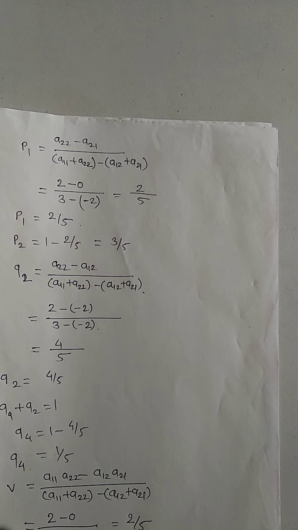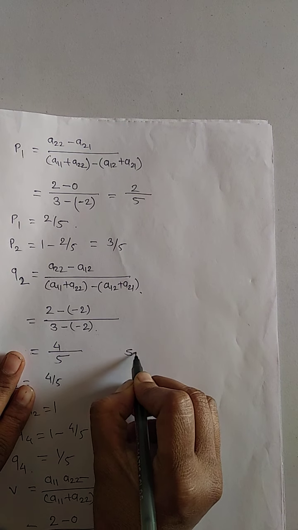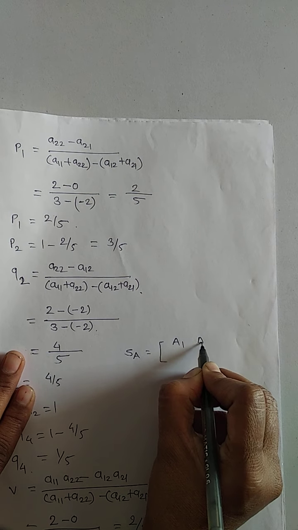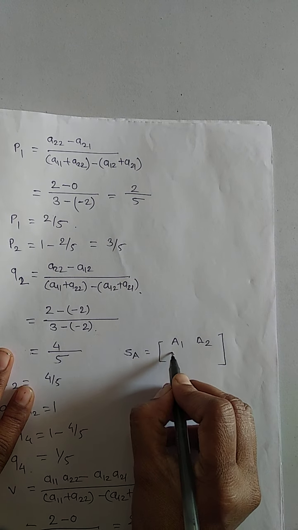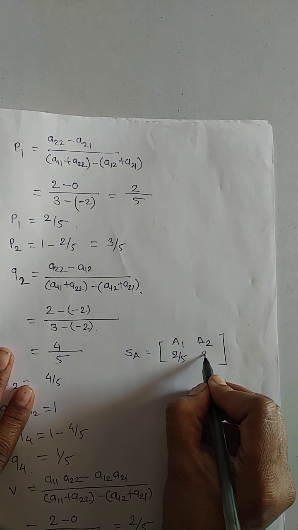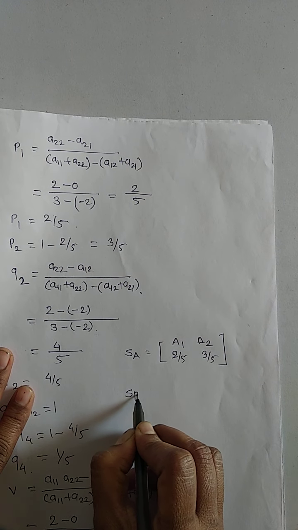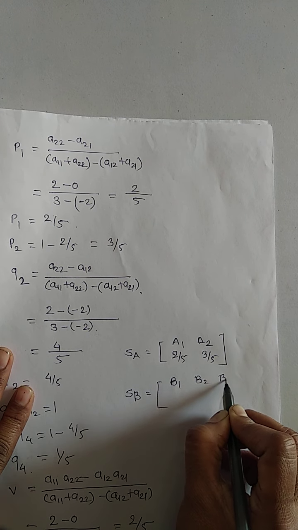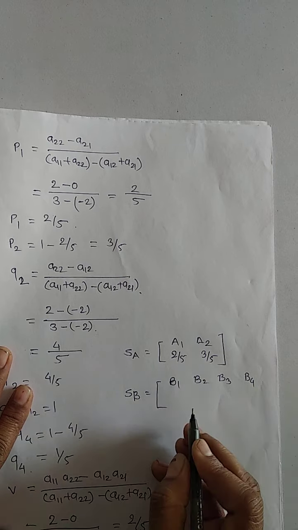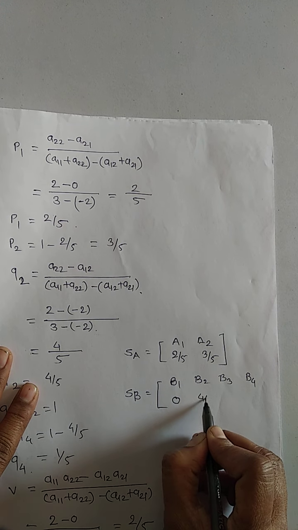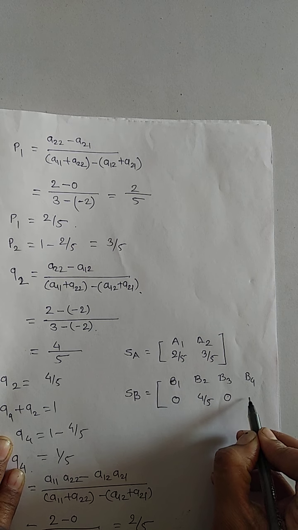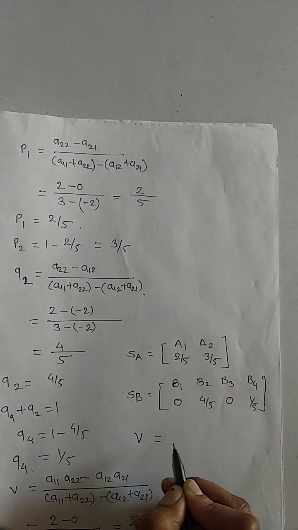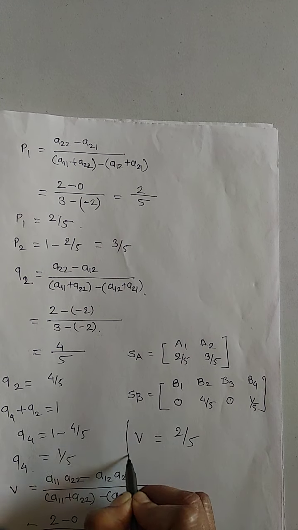Then last, write the strategy for player A: SA is equal to A1 A2, where the strategy of A1 is 2 by 5 and A2 is equal to 3 by 5. The strategy for player B is B1 B2 B3 B4: Q1 is 0, Q2 is 4 by 5, Q3 is 0 and Q4 is equal to 1 by 5, and the value of the game is equal to 2 by 5.